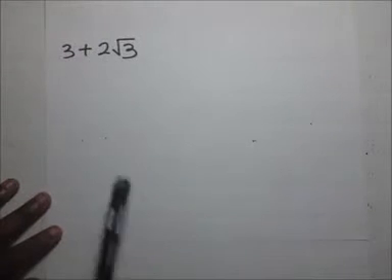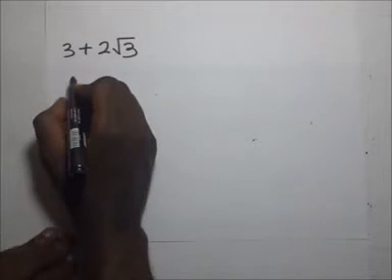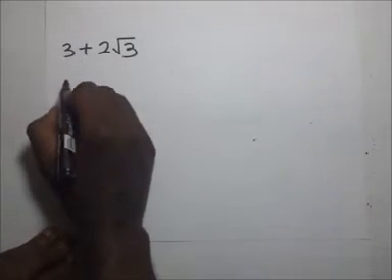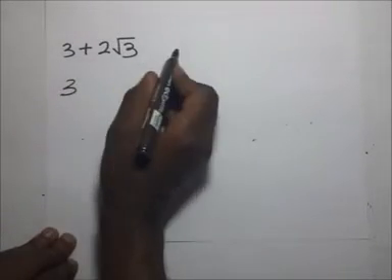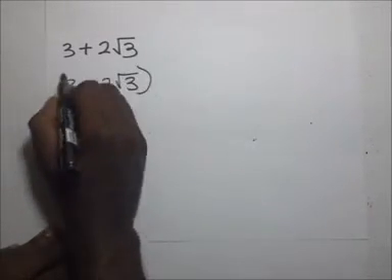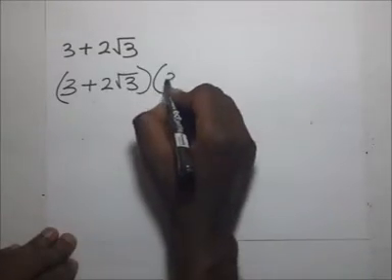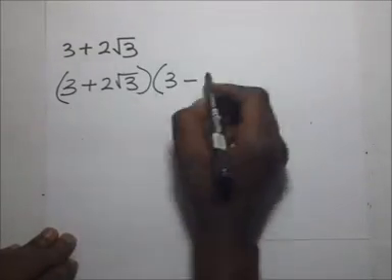So let's do this. Now in this number I'm going to rationalize this number, but I'm going to use the difference of two squares instead. So rationalizing this number, we first of all multiply it using its conjugate. So it's going to be 3 plus 2 times root of 3, multiplied by its conjugate. Its conjugate is going to be 3 minus 2 root 3.